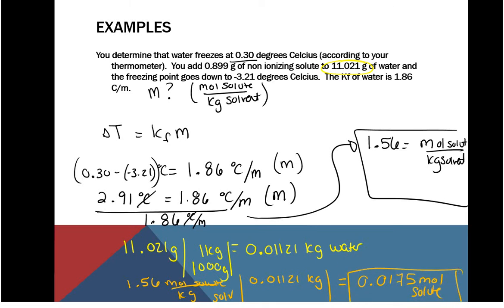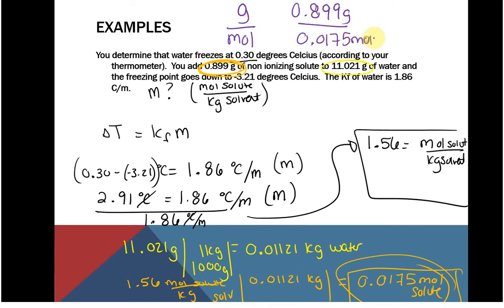Now, we could go a step further and even find the molar mass of our unknown. We have the grams of our unknown, and we have the moles of our unknown. So we're just going to pick grams over moles. Let's change our color again. And that is going to be 0.899 grams over 0.0175 moles, or 51.4 grams per mole. And so we now have our molar mass. And that's something pretty close to NaCl or similar.